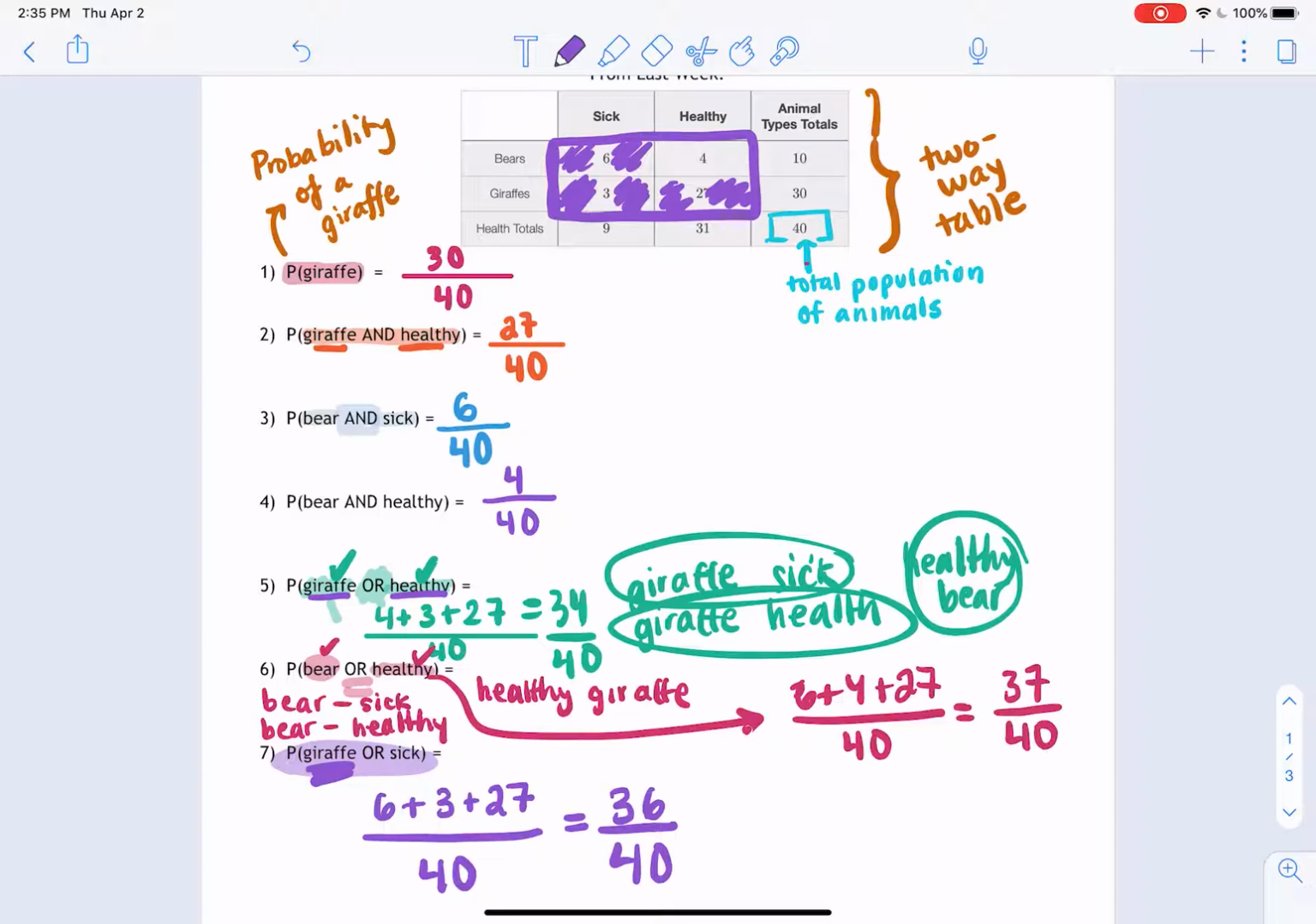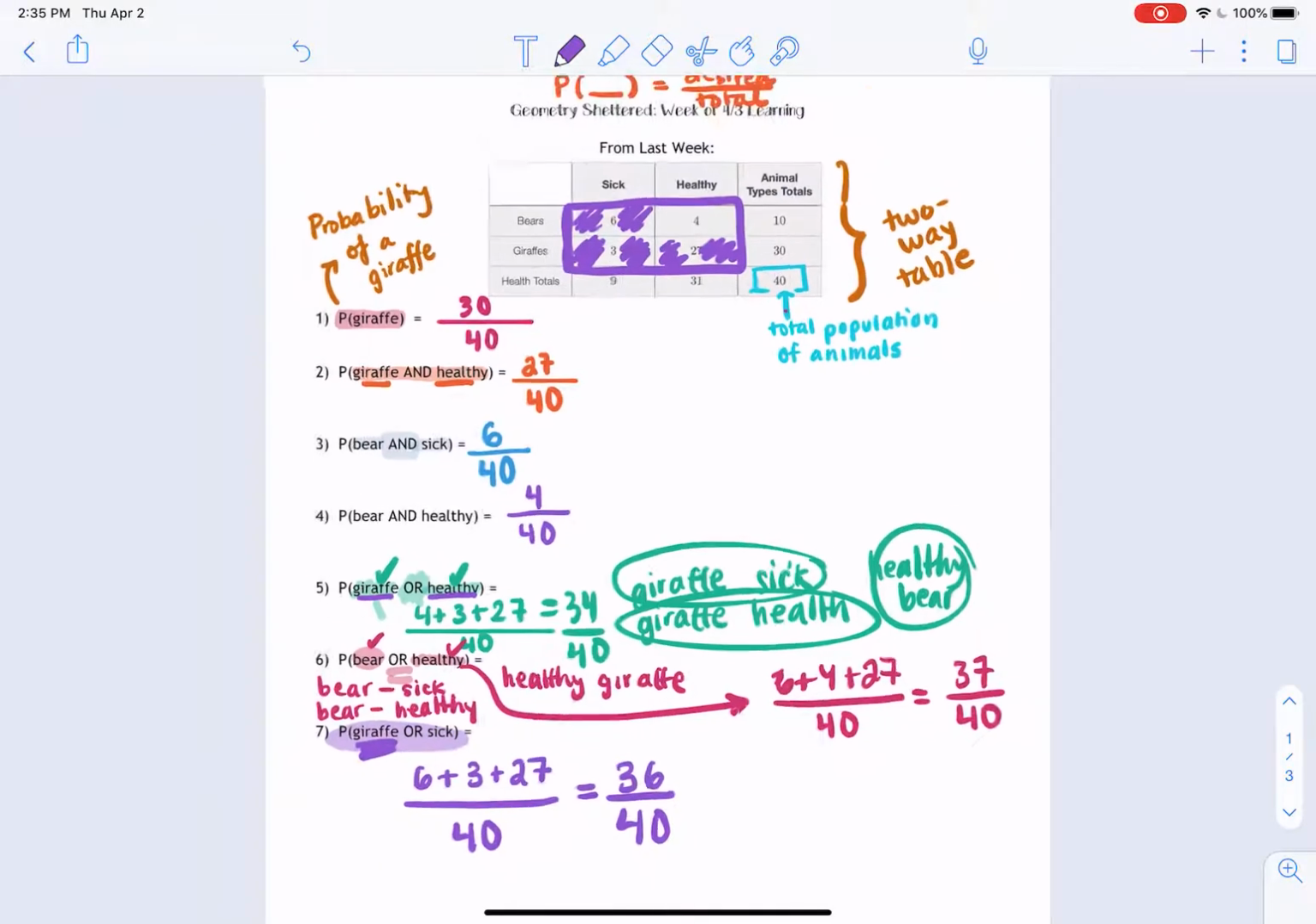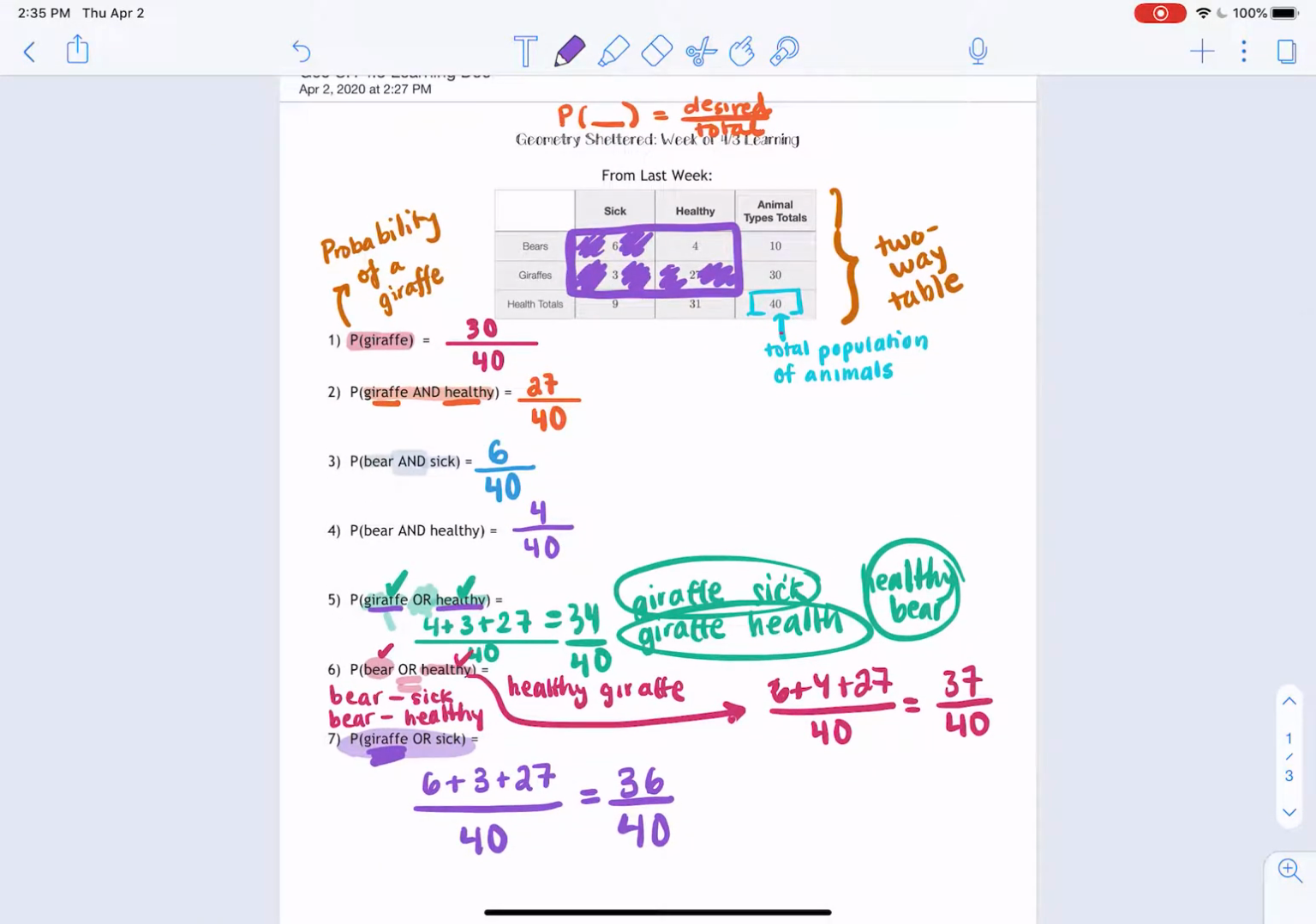So the probability that you pick an animal and it's either a giraffe or it's sick is 36 over 40. So the rest of class today is going to be about working with two-way tables and answering questions. So come back and ask lots of questions to the Zoom class.